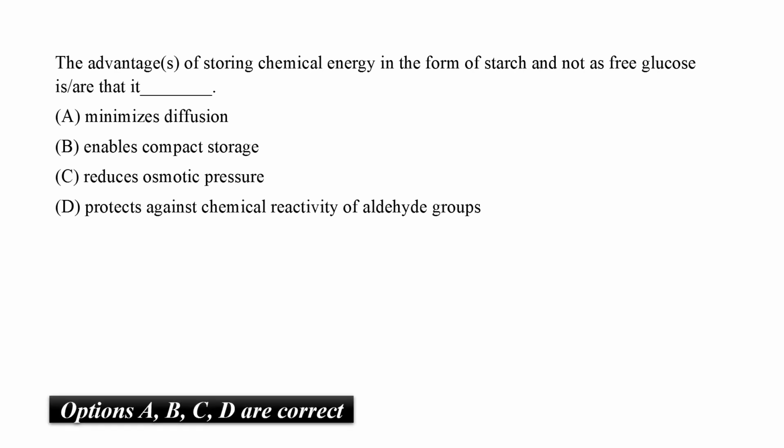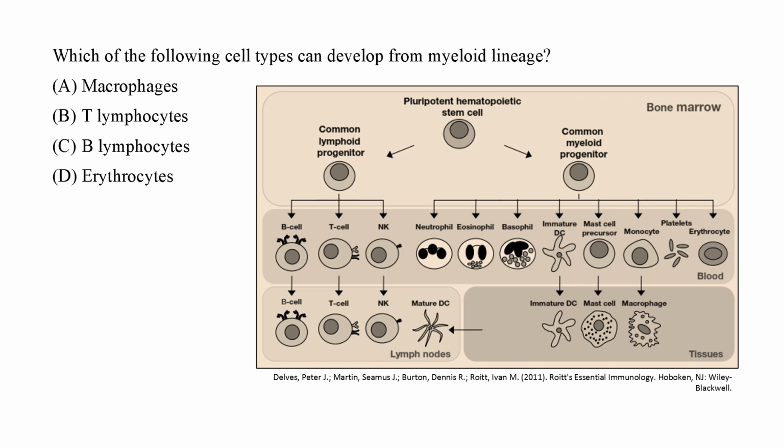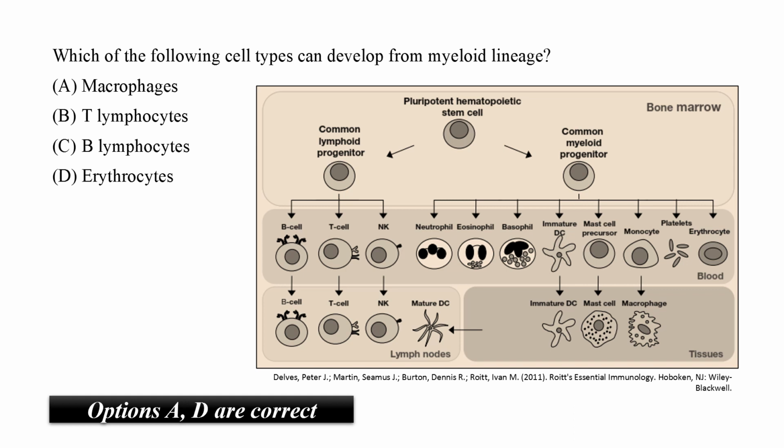Moving on. Which of the following cell types can develop from the myeloid lineage? Now, as you can see in the figure as well, apart from B lymphocytes and T lymphocytes, all the other cells are from myeloid lineage only. So option A and D in this case are correct.